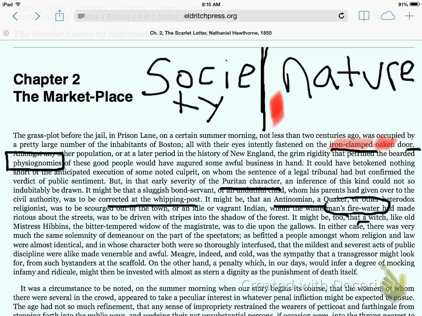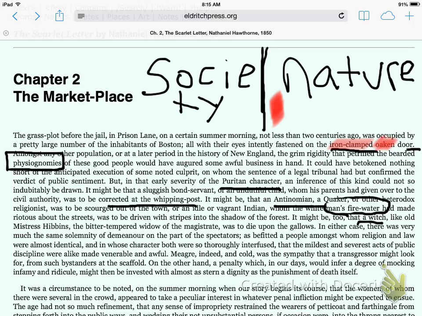"It might be that a witch, like old Mistress Hibbins, the bitter-tempered widow of the magistrate, was to die upon the gallows. In either case, there was very much the same solemnity of demeanour on the part of the spectators, as befitted a people amongst whom religion and law were almost identical, and in whose character both were so thoroughly interfused, that the mildest and severest acts of public discipline were alike made venerable and awful. Meagre, indeed, and cold was the sympathy that a transgressor might look for, from such bystanders at the scaffold. On the other hand, a penalty which, in our days, would infer a degree of mocking infamy and ridicule, might then be invested with almost as stern a dignity as the punishment of death itself."